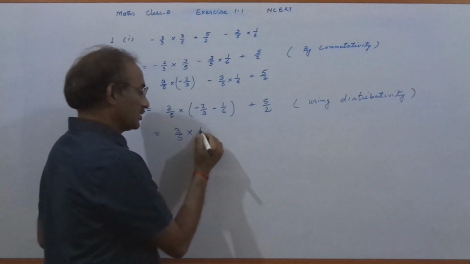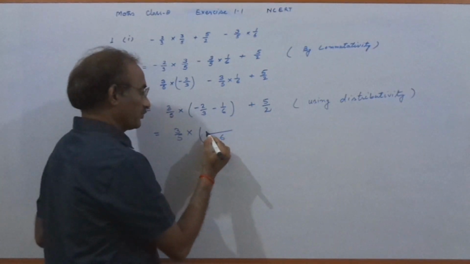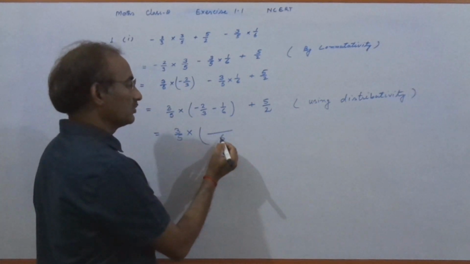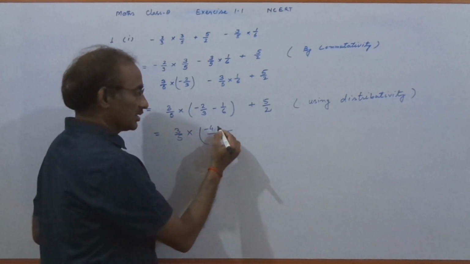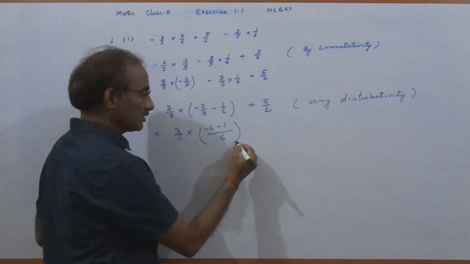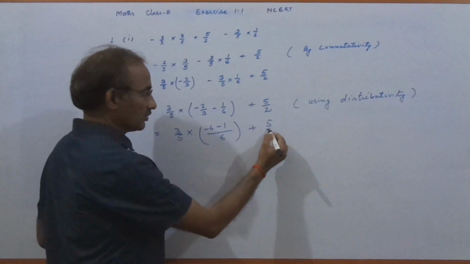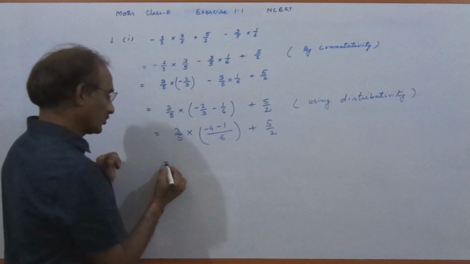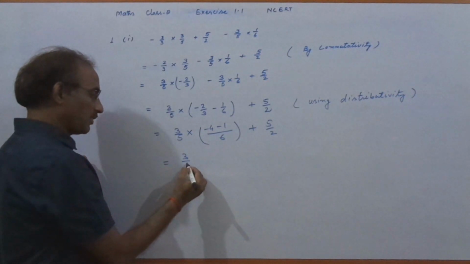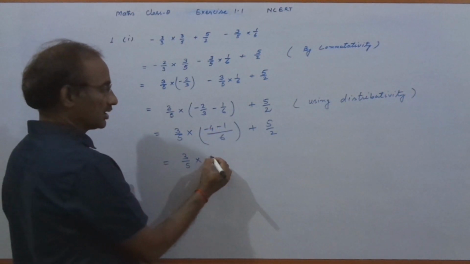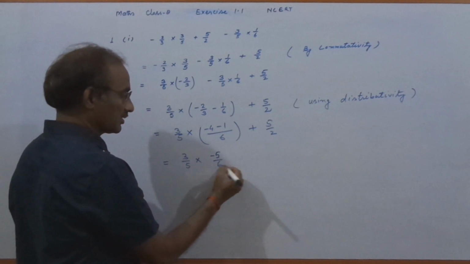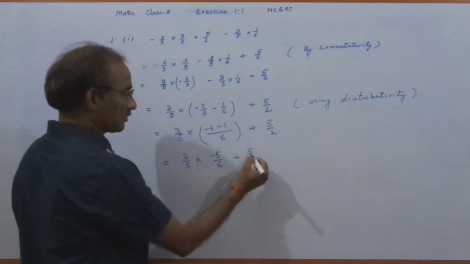LCM of 3 and 6, it is 6. So here we can write 3 2s are 6 and 2 2s are 4. 6 1s are 6, so it is minus 1 and plus 5 upon 2. Now 3 upon 5 is multiplied with, on adding minus 4 and minus 1, we get minus 5 upon 6 and plus 5 upon 2.